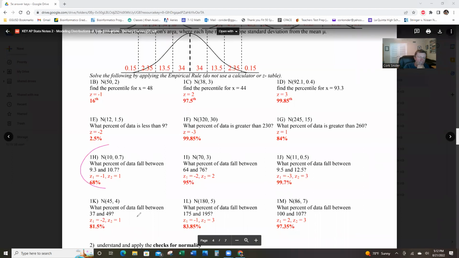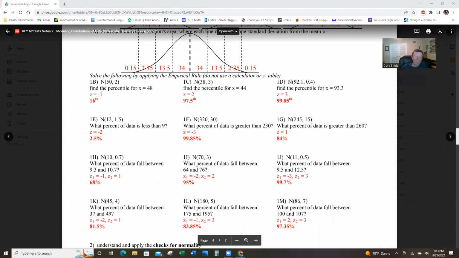So again, mean is 10, standard deviation is 0.7. What percent fall between 9.3 and 10.7? Well, 9.3 is a z-score of -1. That's right here. And 10.7 is a z-score of +1. That's right here. And we know between 1 and -1 is 68%.